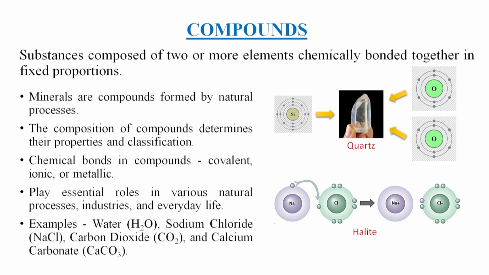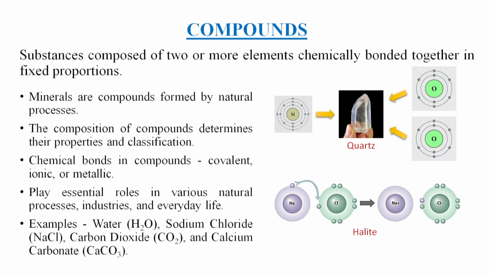Apart from that, whenever a compound is forming, there are certain bonds. There are several types of bonds. We will be discussing that in a bit. And these types of bonds regulate the composition as well as the structure of the compounds.